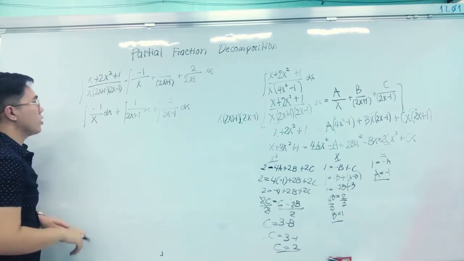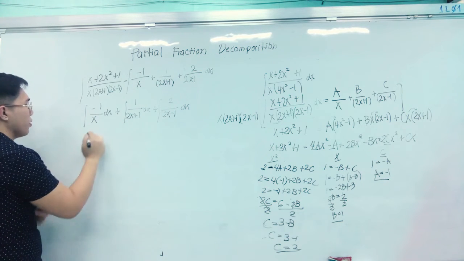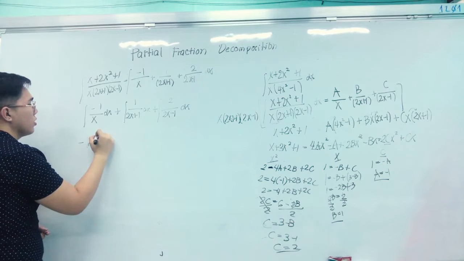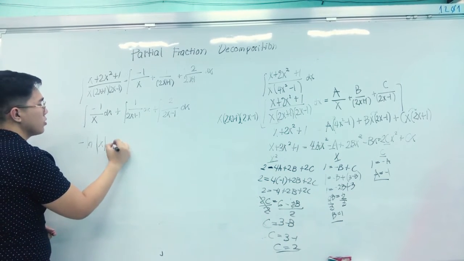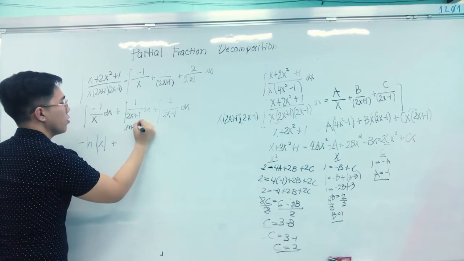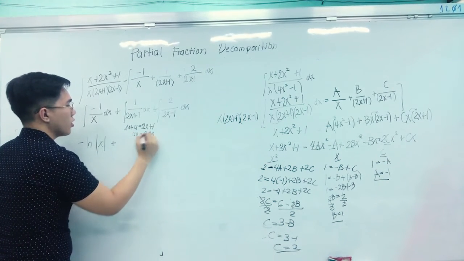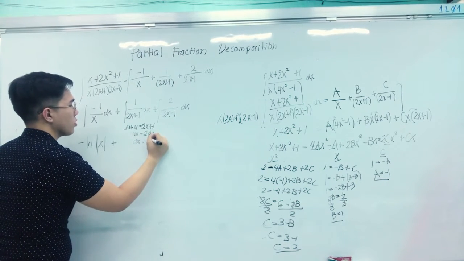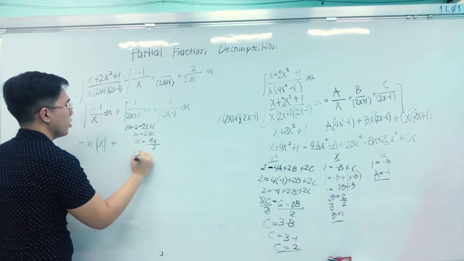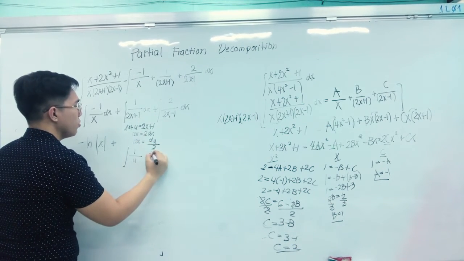So since this equation is in the form of a logarithmic function, we now apply the rule. So this will be negative ln times the absolute value of x plus. In the second part, we could use substitution. So let u is equal to 2x plus 1. So our du will be 2dx. Then our dx will be du over 2. So substituting, this will become 1 over u times, instead of dx, du over 2.